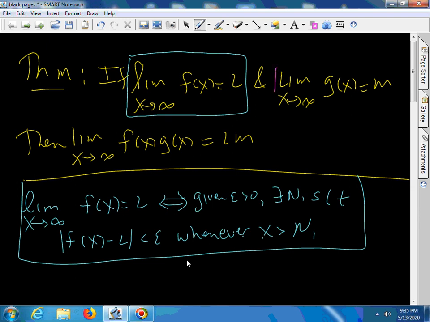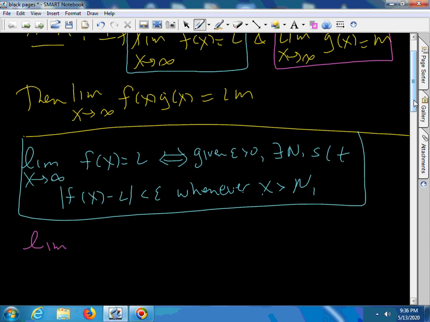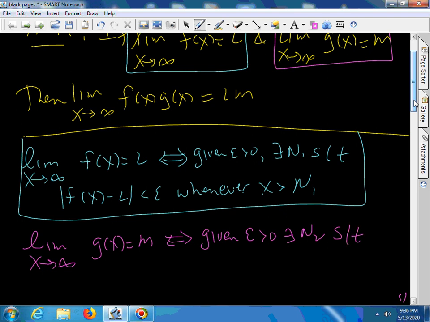Now, what does this mean for g? It means exactly the same, just the letters change. The limit as x goes to infinity of g(x) equals M. That's given. So that means given any epsilon greater than 0, there does exist an N2 such that the difference between g(x) and M is very small whenever x is sufficiently large.